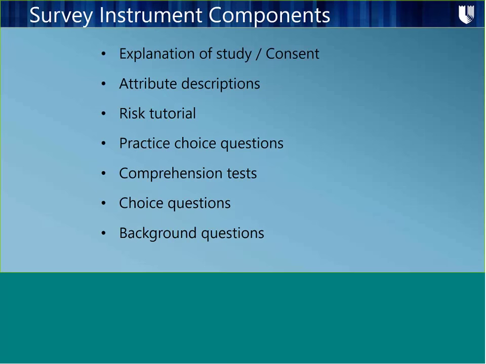One of the first concerns that people bring up in regard to these studies is that people don't understand risk. They don't understand what a 15% risk is or a 50% risk. And we acknowledge that people have difficulty with numeracy. So we include what we call a risk tutorial. Reed will show you one of those. We include some practice choice questions just to get people warmed up so they can understand what's going on in the choice task. We ask questions about their comprehension in regard to the attribute descriptions.